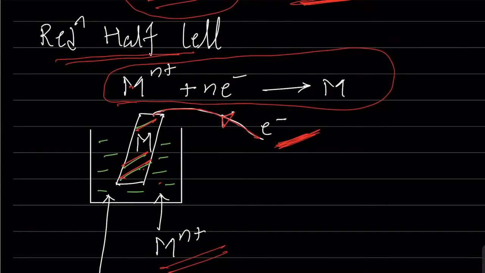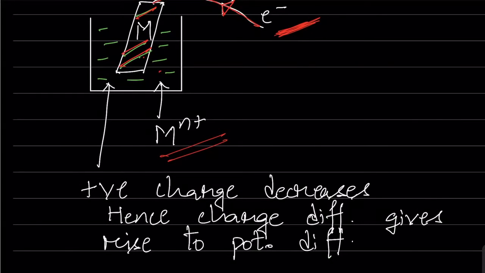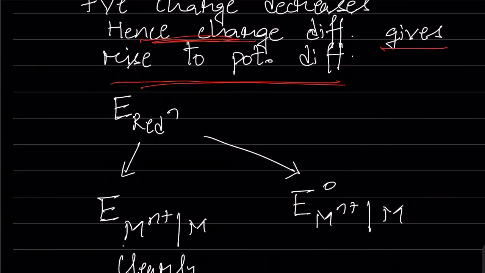It simply means positive charge in the cell decreases, and again a charge difference is generated, like in the oxidation half cell. In the reduction half cell, again the charge difference gives rise to the potential difference. This potential is called reduction potential.